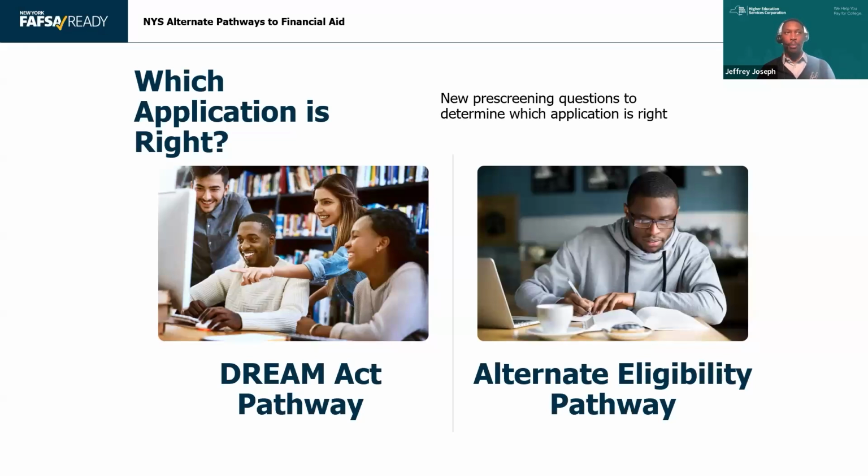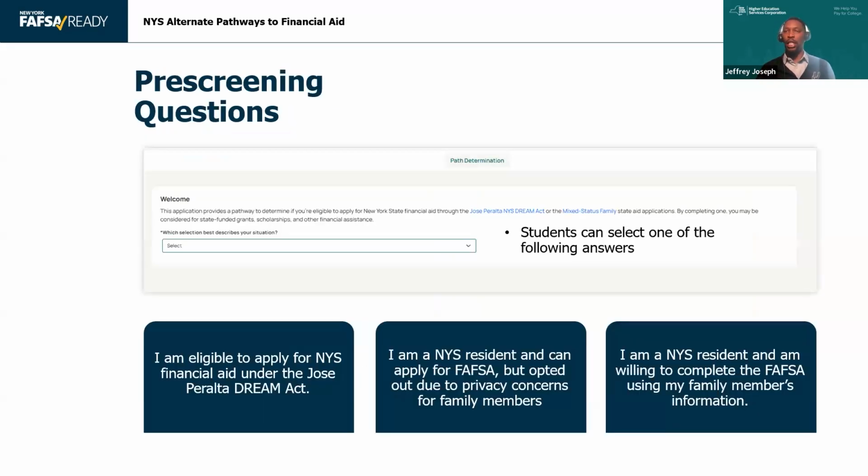So when starting an application from now on through the DREAM Act portal or ISTS portal, the student will be presented with pre-screening questions or statements. They'll have to select which statement best describes their situation, and from there, they'll either be taken to that actual eligibility application or given further directions on where to go to apply for financial aid. So the three statements that you'll see are: one, I'm eligible to apply for New York State financial aid under the Jose Peralta DREAM Act.